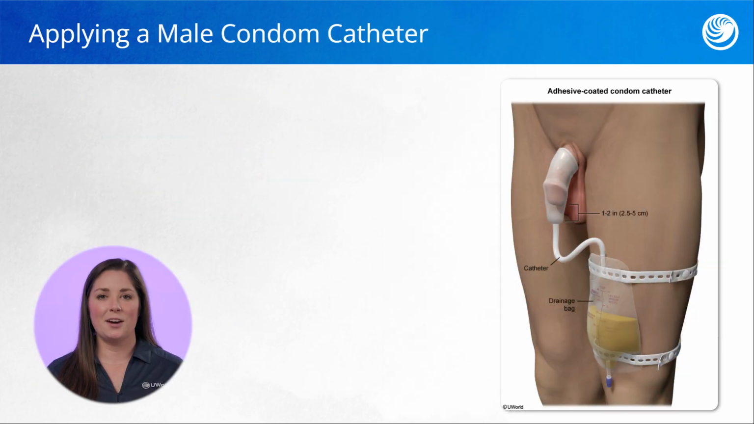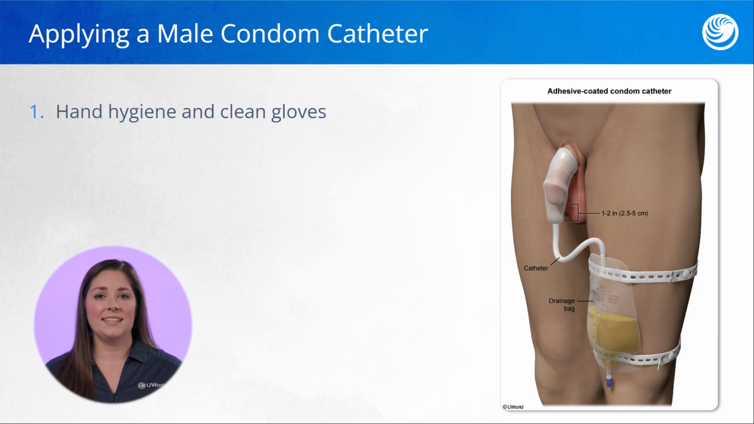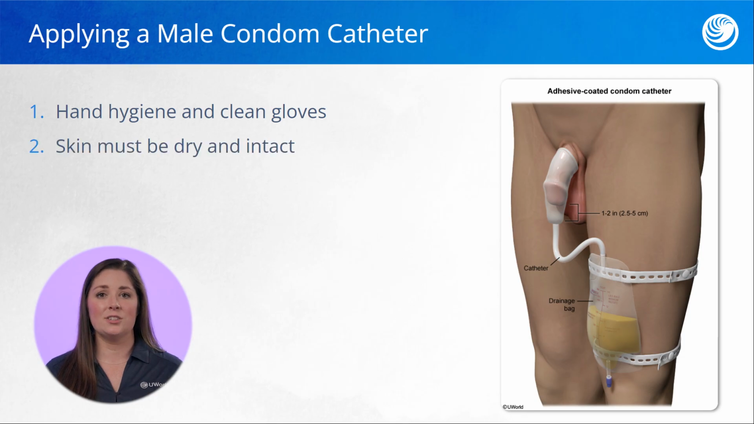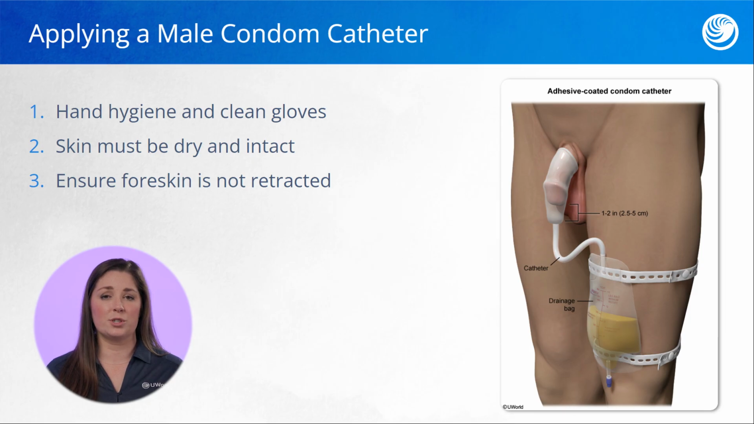Now let's discuss how to apply a male condom catheter. As always, the first step will be to implement proper hand hygiene and to apply new clean gloves. This is also an aseptic technique rather than a sterile technique. The nurse will then ensure that the skin is clean, dry, and intact. For our clients who are not circumcised, the nurse will ensure that the foreskin is not retracted. Again, this only applies to non-circumcised clients.